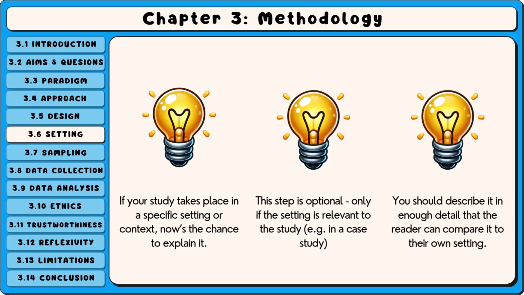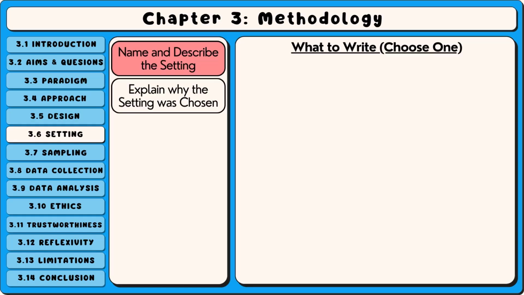You should describe the setting in enough detail that the reader can compare it to their own setting and understand how the setting in your study was a fundamental aspect of the study itself. For this, there are two steps. First, name and describe the setting, and then explain why the setting was chosen.